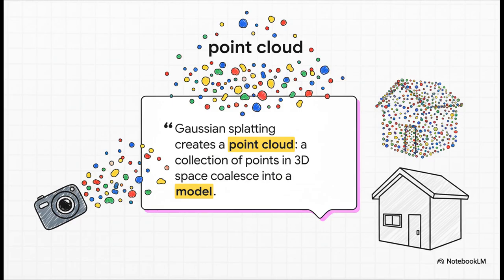The New York Times put it perfectly. Imagine you could take a photograph and just shatter it into thousands of tiny, colorful dots, all floating in 3D space. When you look at all of those dots together from any angle, boom, they form a perfect 3D image of the house. That's the magic behind this whole thing.